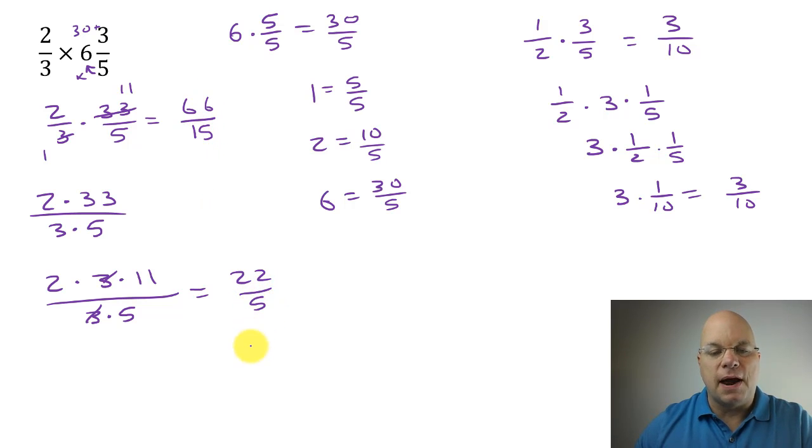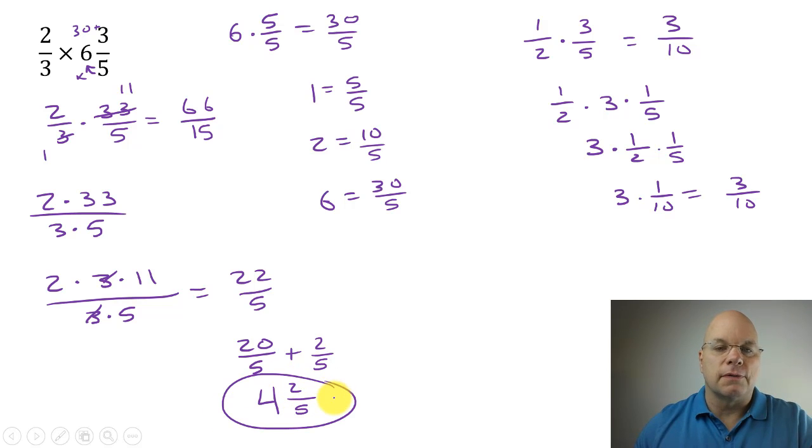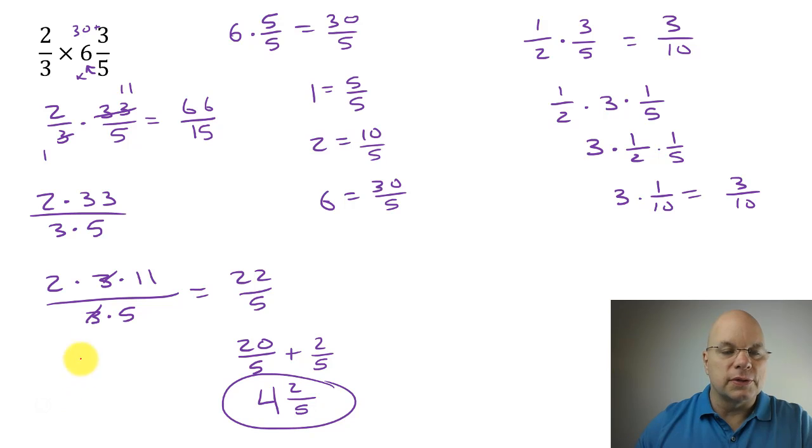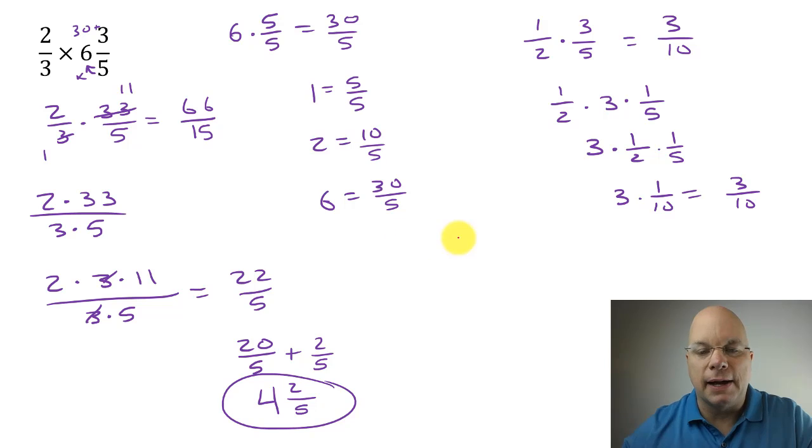And then that's an improper fraction, so we need to express that as a mixed number. That's 20/5 and 2/5. 20/5 is 4 wholes, so 4 and 2/5 would be the answer, or the product here in simplest form. One thing I want to mention is we'll typically convert to improper fractions, simplify, and then multiply as we did here. But keep your eye out for some opportunities.